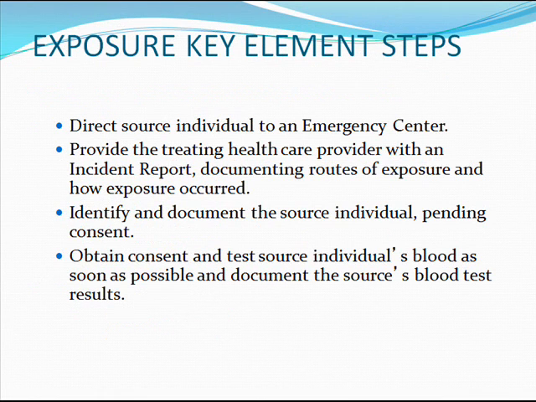Exposure key element steps. Direct the exposed individual to an emergency center. Provide the treating healthcare provider with an incident report documenting routes of exposure and how the exposure occurred. Identify and document the source individual, pending consent. Obtain consent and test the source individual's blood as soon as possible to document the source's blood test results. We will provide your healthcare professional with a copy of the Bloodborne Pathogens Standard, a description of your job duties as they relate to the incident, the specific exposure incident report, including route of exposure, and relevant employee medical records, including hepatitis B vaccination status.